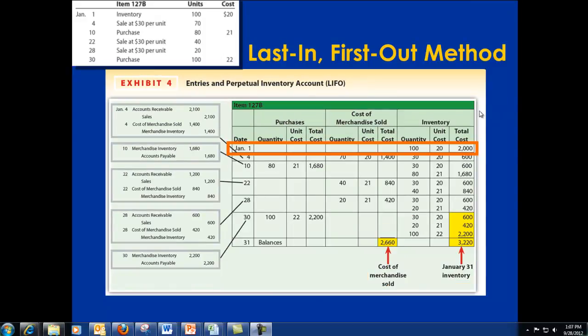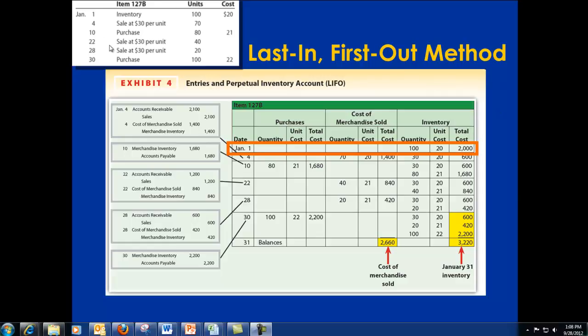Okay, guys, now we can take a look at LIFO, last in, first out. We're going to work this problem similarly to the way we did for FIFO, but let's take a look here. Let's get started, and you'll notice some changes as we work through it.